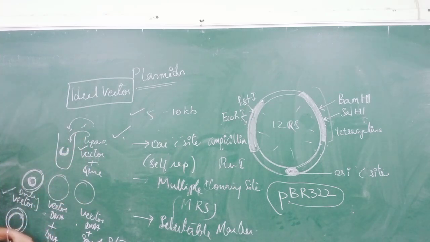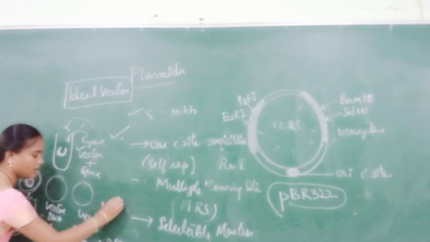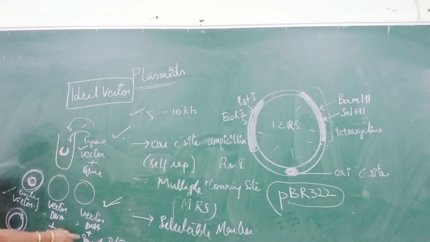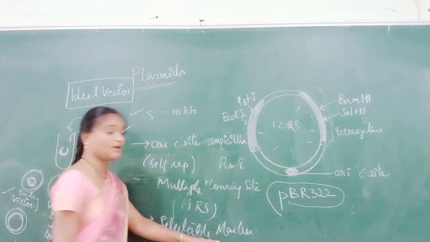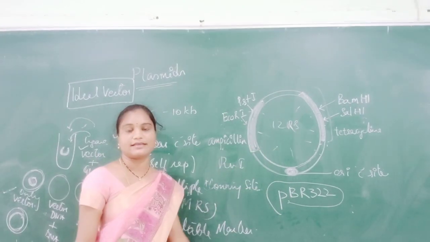So how will you select among all these three possibilities? You need to select this particular rDNA molecule. In the third case itself you are obtaining your rDNA molecule, isn't it? So how will you select among all these three reactions? For that purpose selectable markers ampicillin and tetracycline are present.